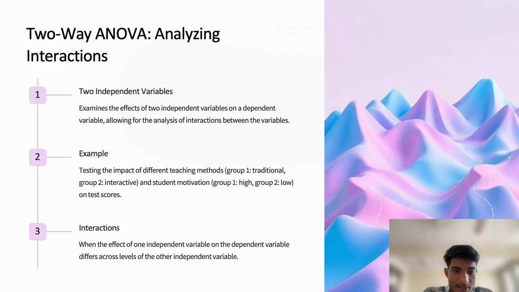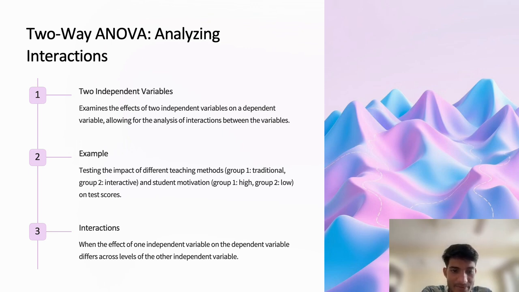Two-way ANOVA, analyzing interactions. So we have three parts here. Number one, two independent variables. Number two, example for two independent variables. Number three, interactions of ANOVA. Number one, two independent variables: examines the effect of two independent variables on a dependent variable, allowing for the analysis of interactions between the variables.